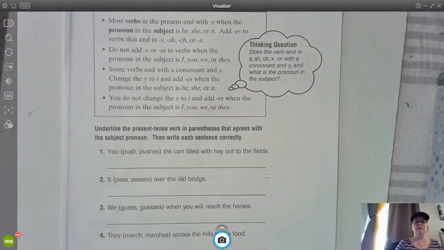Most verbs in the present end with S. When the pronoun in the subject is he, she, or it, you're going to add the ES to the verb that end in S, SH, CH, or X. Now that's a lot of stuff to try to remember, isn't it? I know it can be hard, but most of us do this naturally now anyway when we speak.